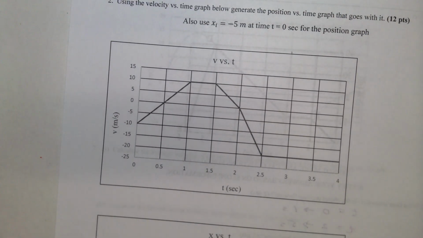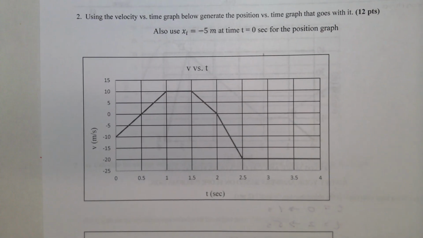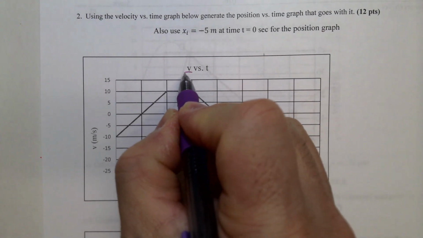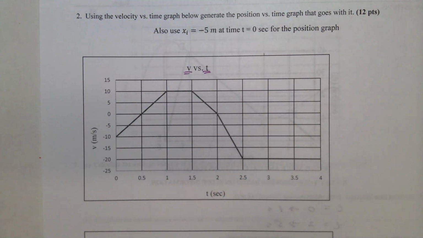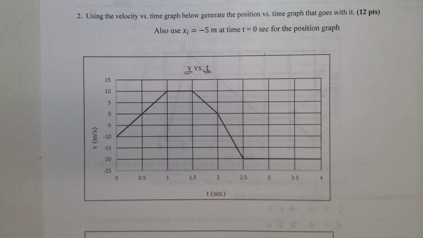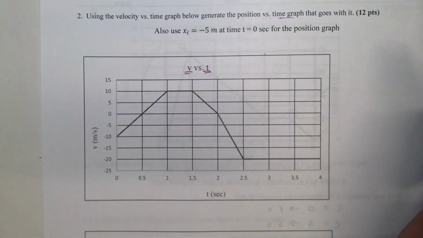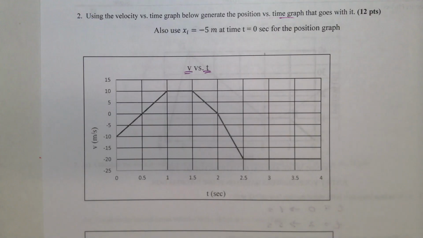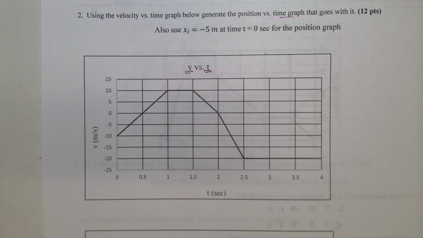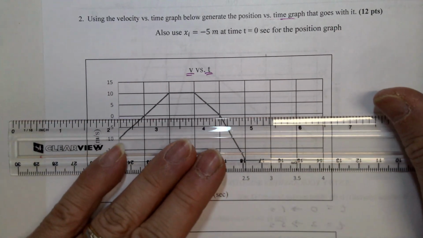Using the velocity versus time graph below. So again, this is velocity versus time, and you've got to be careful here. You've got to know what you have first. Generate the position versus time graph that goes with it. So what do we have to find when we go from a velocity versus time graph to position versus time? What's the key word? Begins with A. Area. We have to find the area.